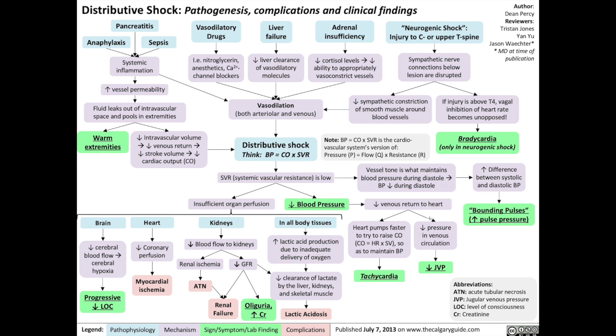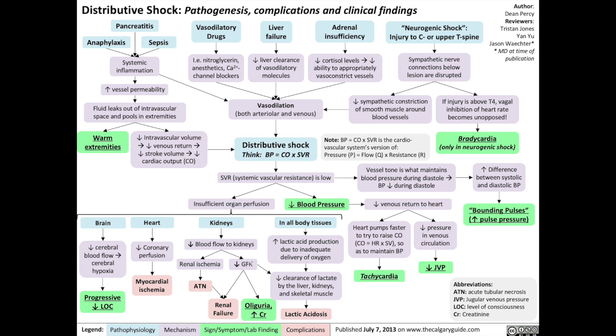Reduced venous return to the heart also results in reduced pressure in the venous circulation, reducing the patient's jugular venous pulse, the JVP. Low systemic vascular resistance and low blood pressure also, of course, results in insufficient organ perfusion. In the brain, less cerebral blood flow results in cerebral hypoxia, which results in a progressively declining level of consciousness. In the heart, there's reduced coronary perfusion, which could lead to myocardial ischemia. In the kidneys, reduced blood flow to the kidneys results in renal ischemia, leading to acute tubular necrosis or acute kidney injury, resulting in kidney failure.